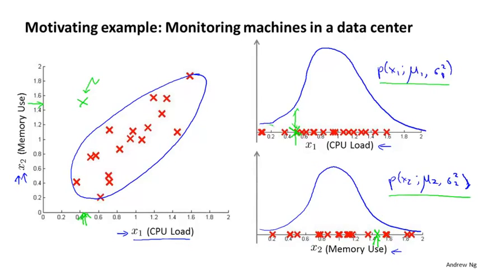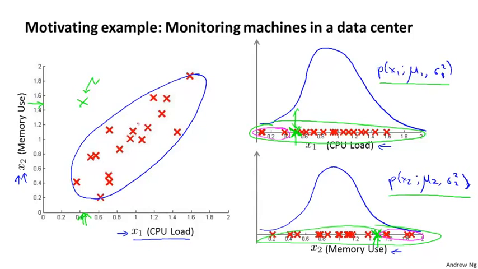If you look at this plot, this point here doesn't look that bad. And if you look at this plot, across here, it doesn't look that bad. I have had examples with even greater memory use or with even less CPU use, and so this example doesn't look that anomalous. And so the anomaly detection algorithm will fail to flag this point as an anomaly.